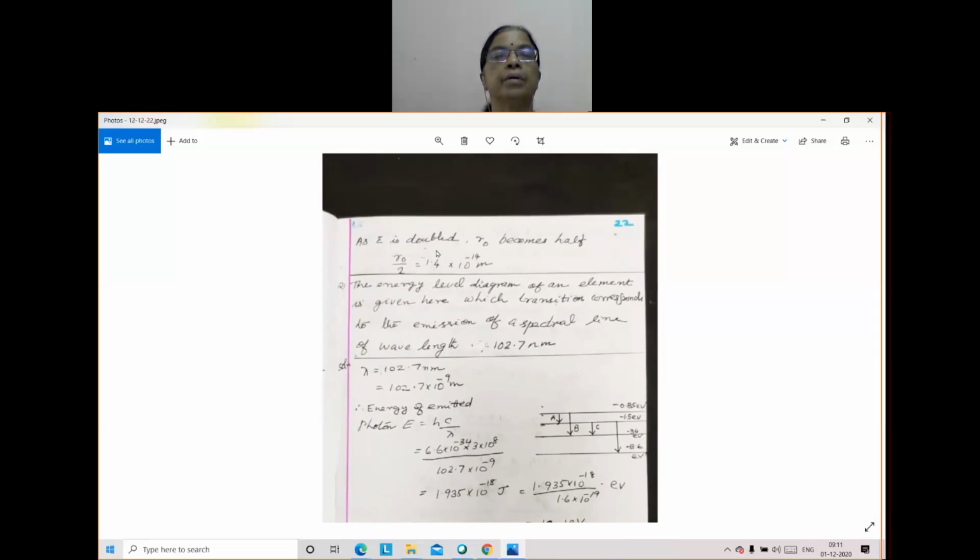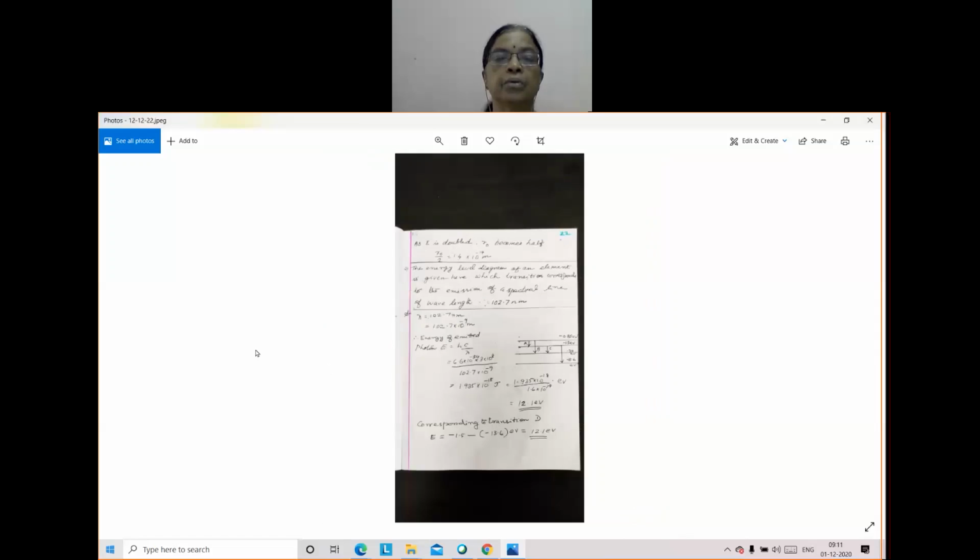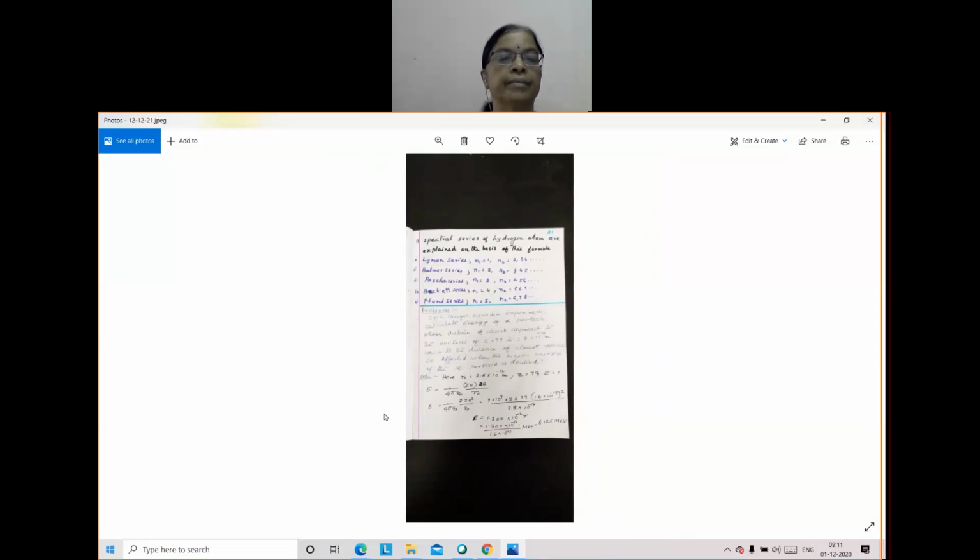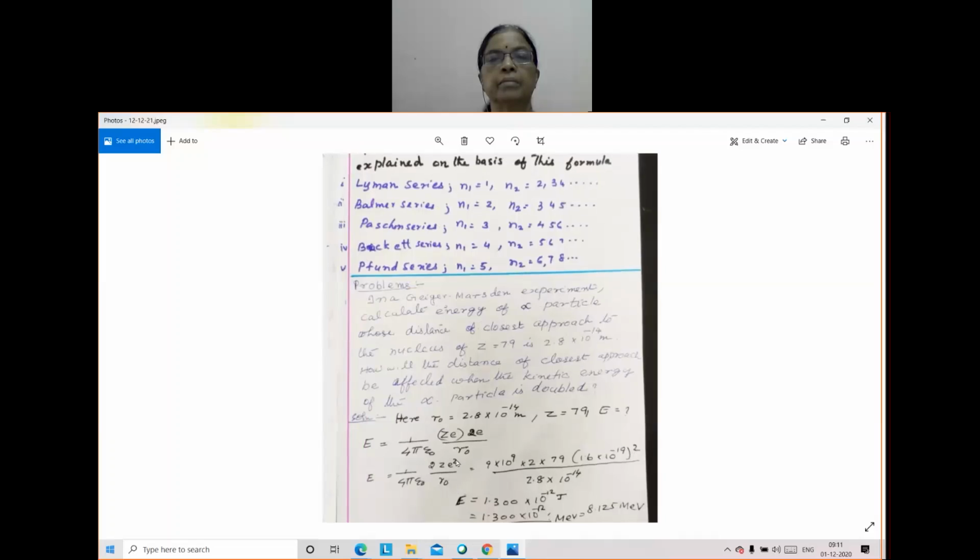Then as E is doubled, what happens to R0? From the formula we can see, when R0 is taken to the left side, E will come to the denominator. So R0 is inversely proportional to E. When E is doubled, what happens to R0? It will become half. So for example, with 2E, the answer is divided by 2. So it is half.